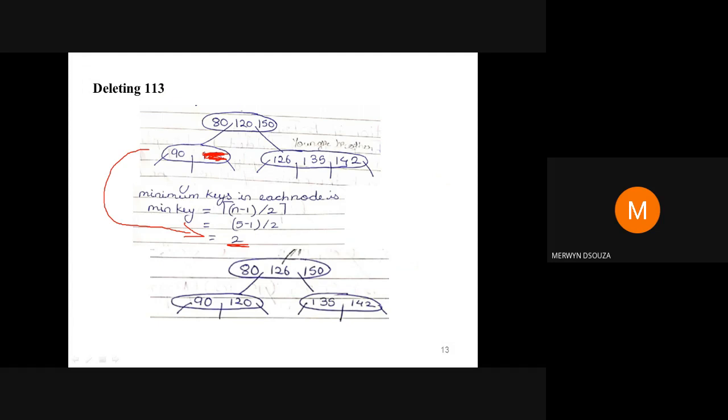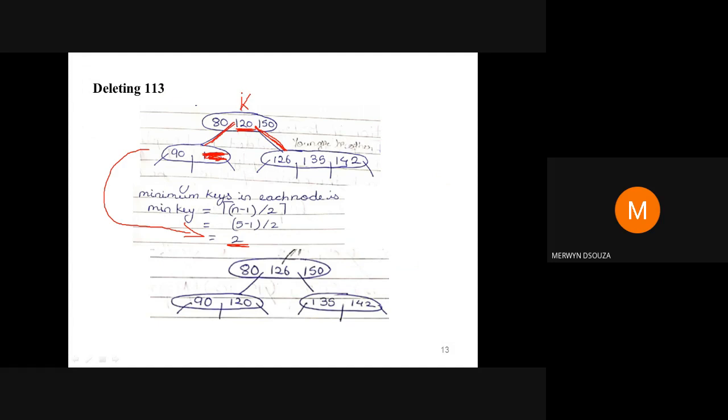So in that case, what we do is we take the key from the parent node. This is the key K. We are calling this the key K that separates these two nodes. The branches are coming from both sides of this value 120.